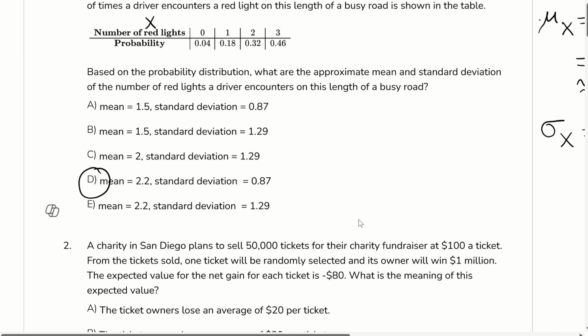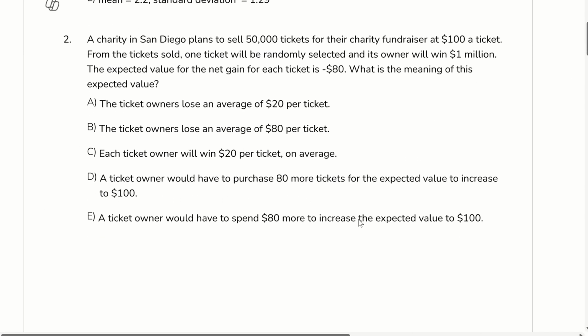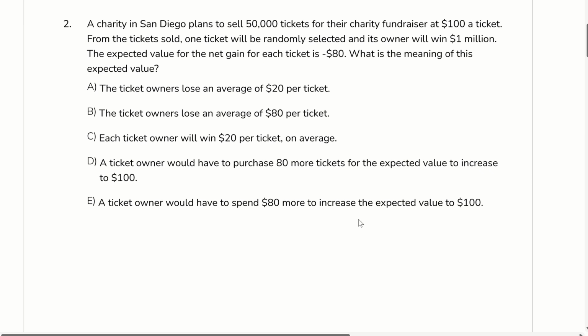All right, so number 2, a charity in San Diego plans to sell 50,000 tickets for their charity fundraiser at $100 a ticket. From the tickets sold, one ticket will be randomly selected and its owner will win $1 million. The expected value for the net gain for each ticket is negative 80. So they're expected to lose $80 on average after many, many times. What is the meaning of this expected value?